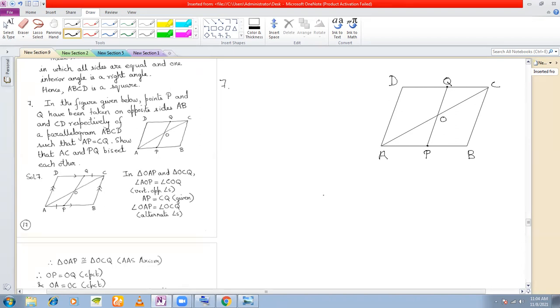In the figure given below, P and Q have been taken on opposite sides, AB and CD respectively, of a parallelogram. So this is given to be a parallelogram. So let's mark the parallel sides here.